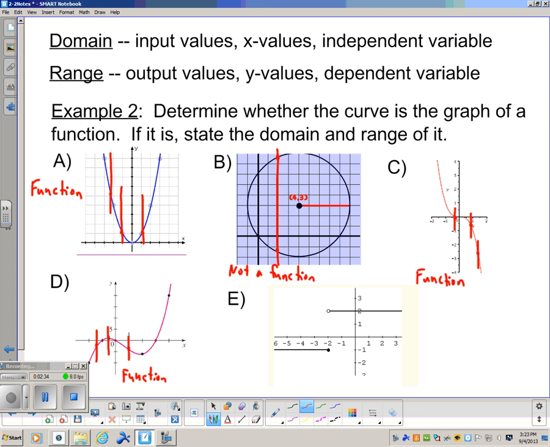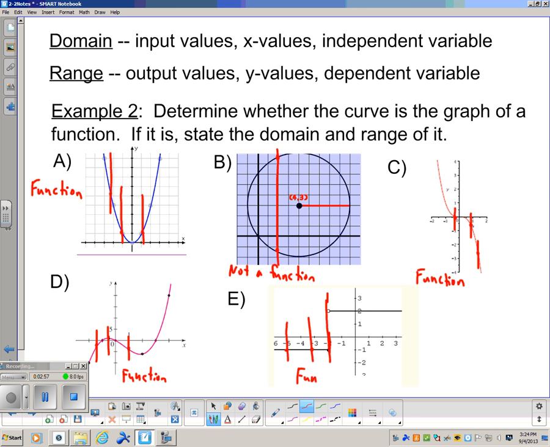And then letter E here. I can take a vertical line, and as I go through, I'm only crossing the graph in one place. Even as I go through here, this is an open dot and this is a closed dot. Since this is an open dot, it means it doesn't exist there. The closed dot here exists, so it's only one place. So yes, this is a function.